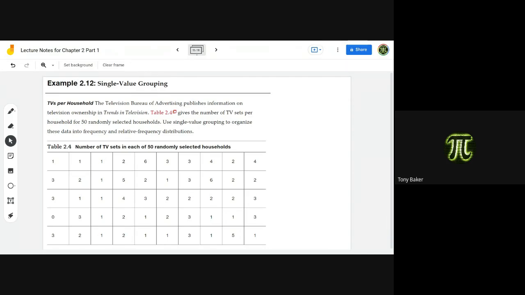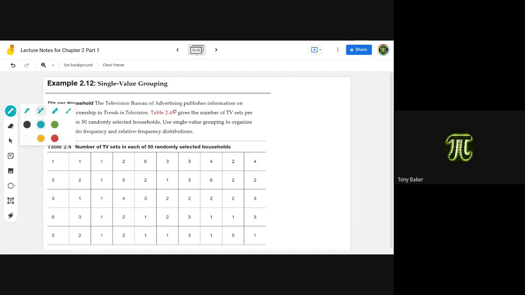All right, so single value grouping. We're going to do exactly the same thing as frequency charts. So we're just going to count up how many of them there are. This one looks like I have all the numbers from 0 to 6. I think it's the biggest one.